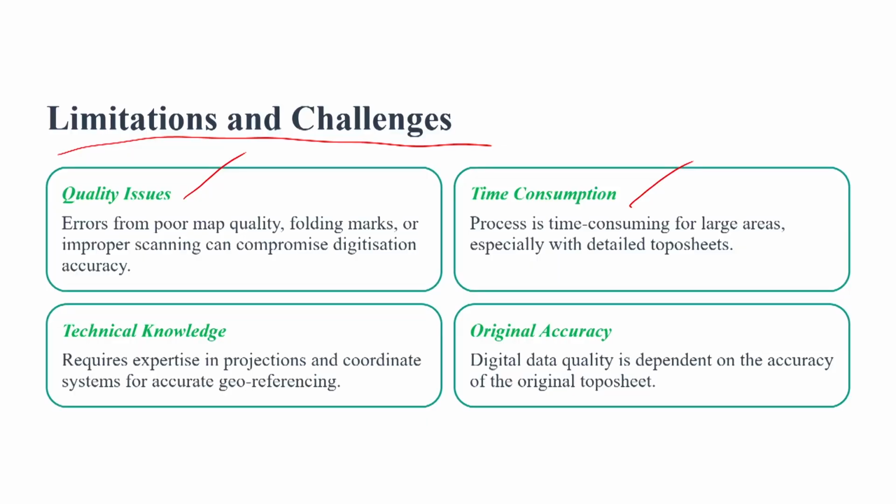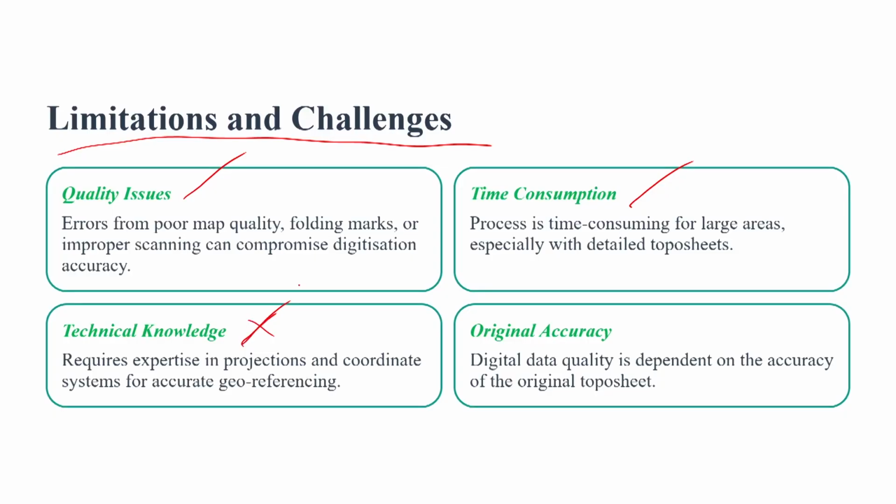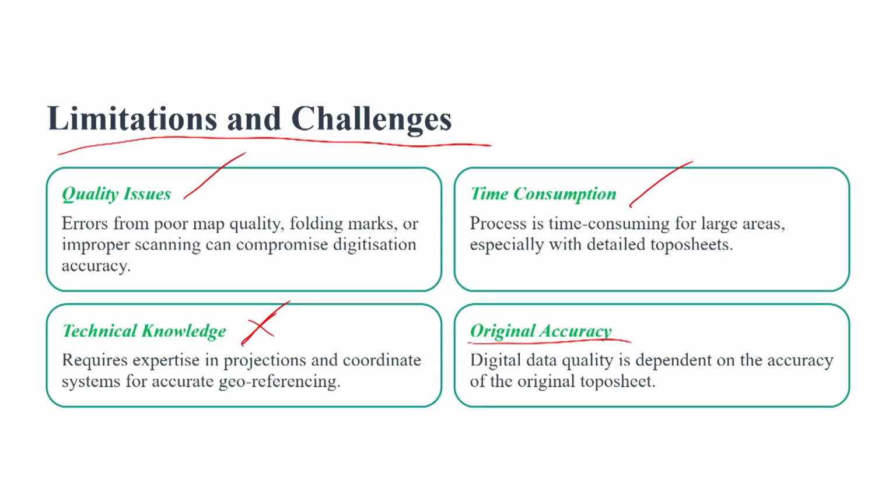If we want to give more accurate vector data, we need slow and accurate digitization. Therefore, experienced people with technical knowledge are needed. Then accuracy also varies a little between present data and historical data. These are the main challenges and limitations of topo sheet digitization.